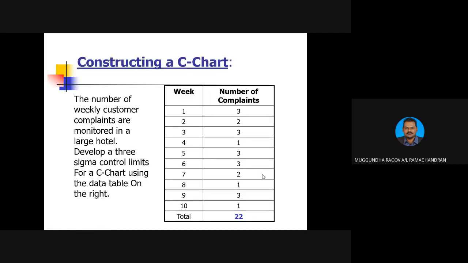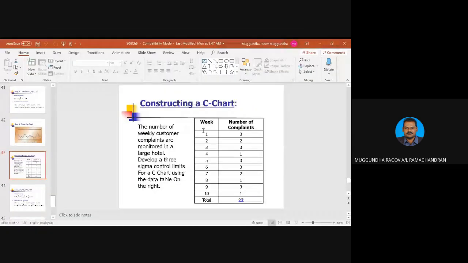So now, class, let's move on to the C chart. The number of weekly customer complaints is monitored in a large hotel. Develop 3 sigma control limits for a C chart using the data table on your right. Okay, this is the table.